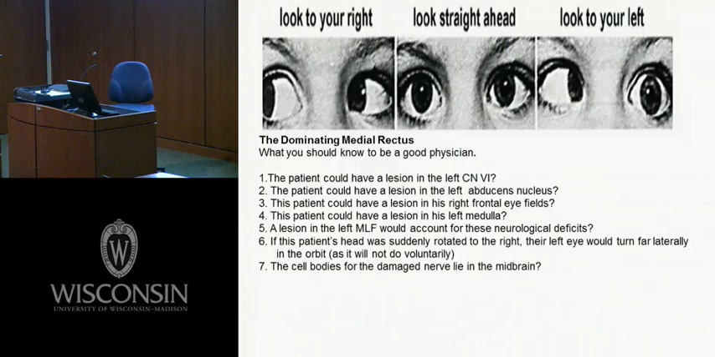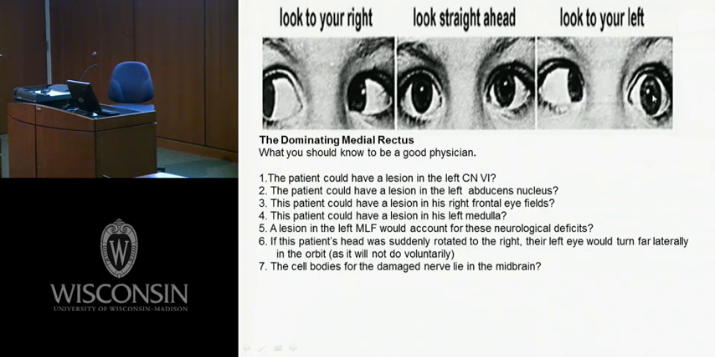Whoop, went the wrong way. Oh, now into the eye movements. The dominating medial rectus. Well, always start here. This is a person looking straight ahead. Now, this eye is having a little trouble here because it's trying to look straight, and it's deviated medially. Why? Because this patient probably has a lesion of the left lateral rectus. How can we check that out? We look to the left. Right eye goes, left eye gets right there.